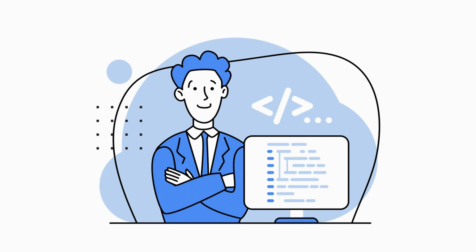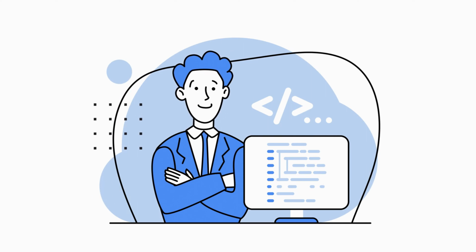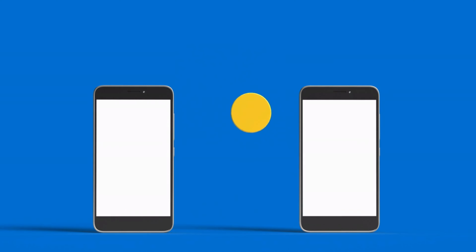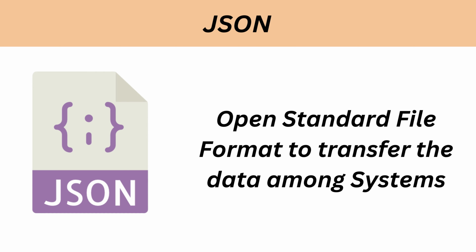So we have seen key technologies to build the systems, but these systems have to communicate with each other. Otherwise, there is no use. So that's where JSON comes into the picture. JSON is an open standard file format to transfer data among systems. You should be very familiar with JSON because any modern web application will produce JSON as an output, and it will consume JSON as an input.